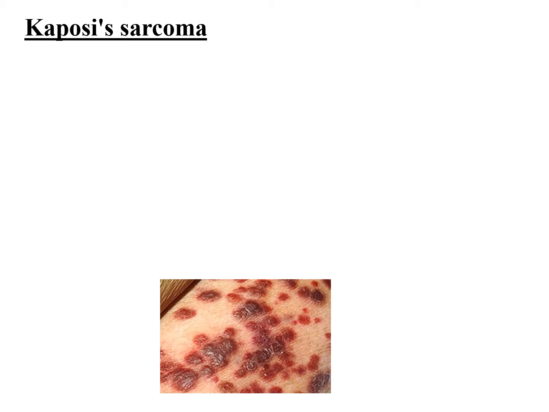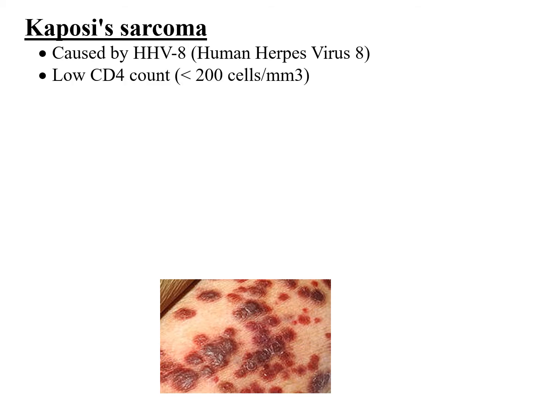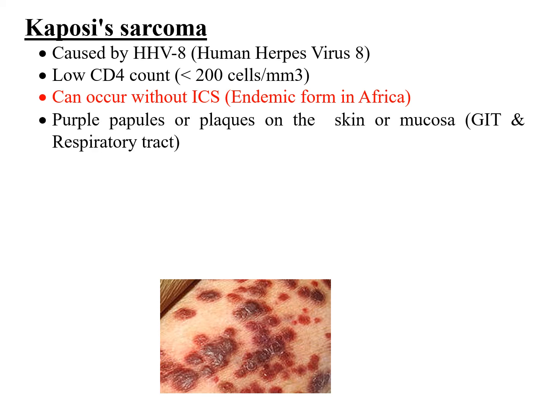Kaposi sarcoma can present as a tumor. It is secondary to human herpes virus 8. It's again seen in advanced HIV illness. There are basically two forms of Kaposi sarcoma. One is the endemic form, which is more common in the African continent. The other is the Kaposi sarcoma which is associated with HIV.